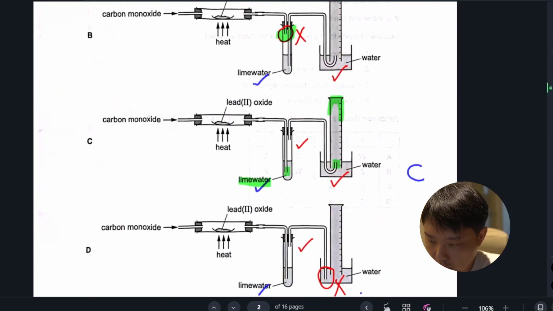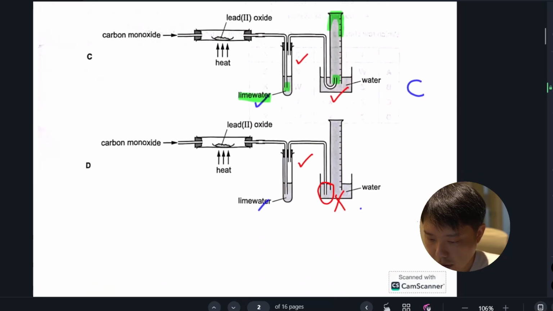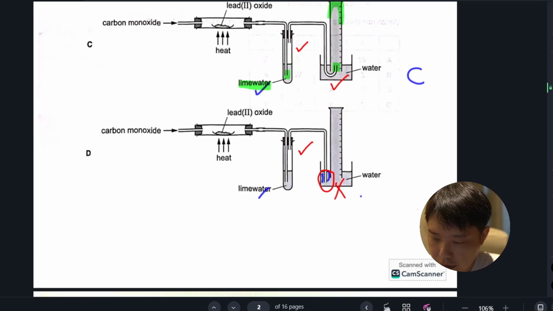Okay, the last option, why is it wrong? Because then the bubbles will come out from here and go into the surrounding, okay, which is not what we want. So D is also out. Okay, so for question 2, our answer is C.